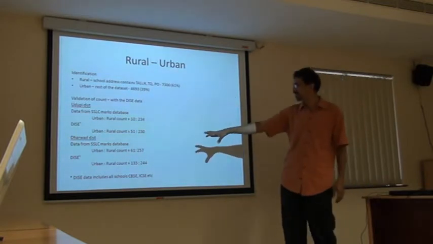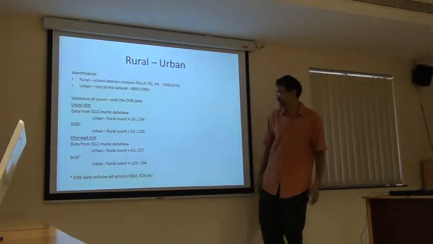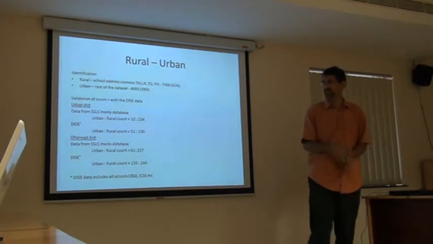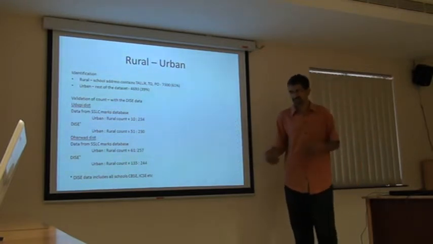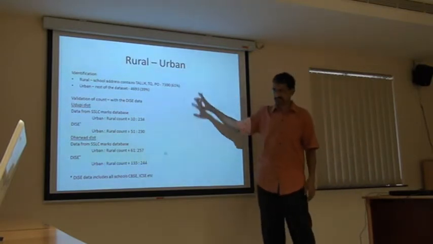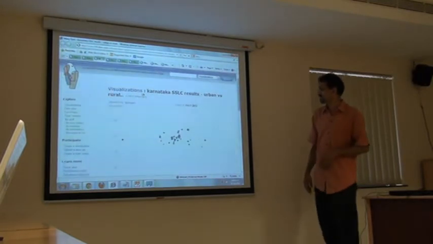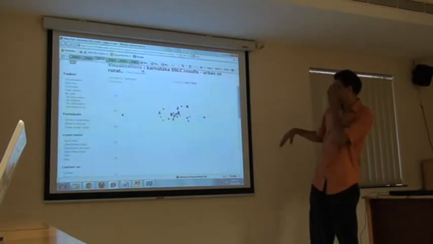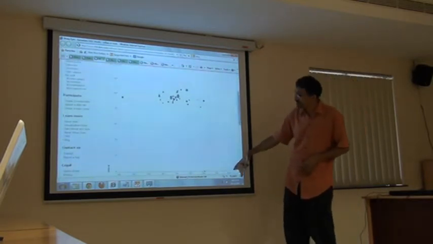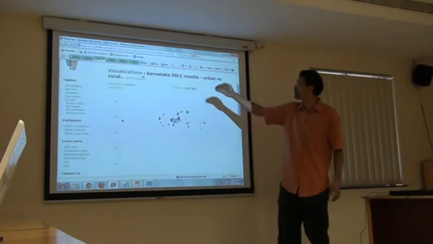Another example is Dharwad. There again, you will see this number is higher, but these are fairly close. Both data sets have a lot of errors. For example, we have Malaysian schools listed as rural in the DISE database. So none of them is very reliable. Once you know that, we can look at this. So this is a distribution of the total marks, showing the variation between rural and urban.